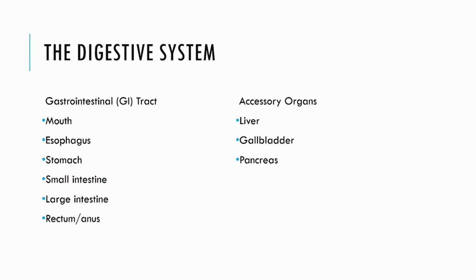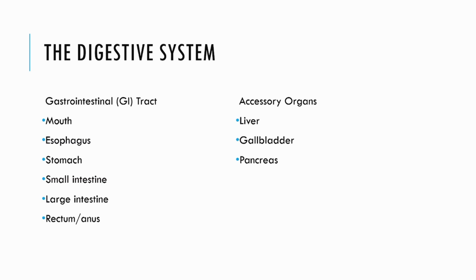In the GI tract, we have the mouth, the esophagus, the stomach, the small intestine, the large intestine, and the rectum and anus. For the accessory organs, we have the liver, the gallbladder, and the pancreas.